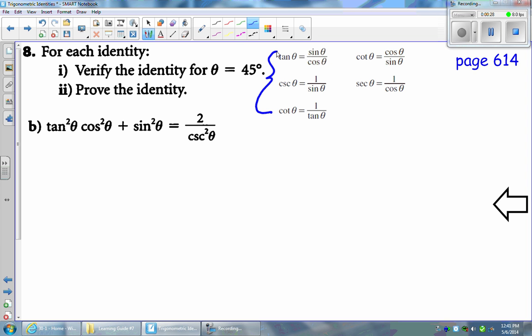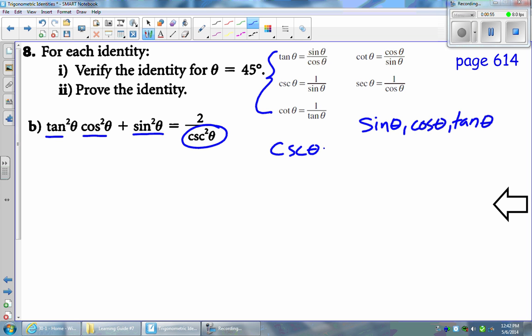One thing I try to do when I prove identities is to rewrite everything in terms of primary ratios. By primary ratios, I mean sine theta, cosine theta, and tan theta. Those are the three main primary ratios, and you could try to rewrite everything in terms of them. As you can see here, the left-hand side is already written as primary ratios, but this one isn't. So we can go ahead and rewrite that.